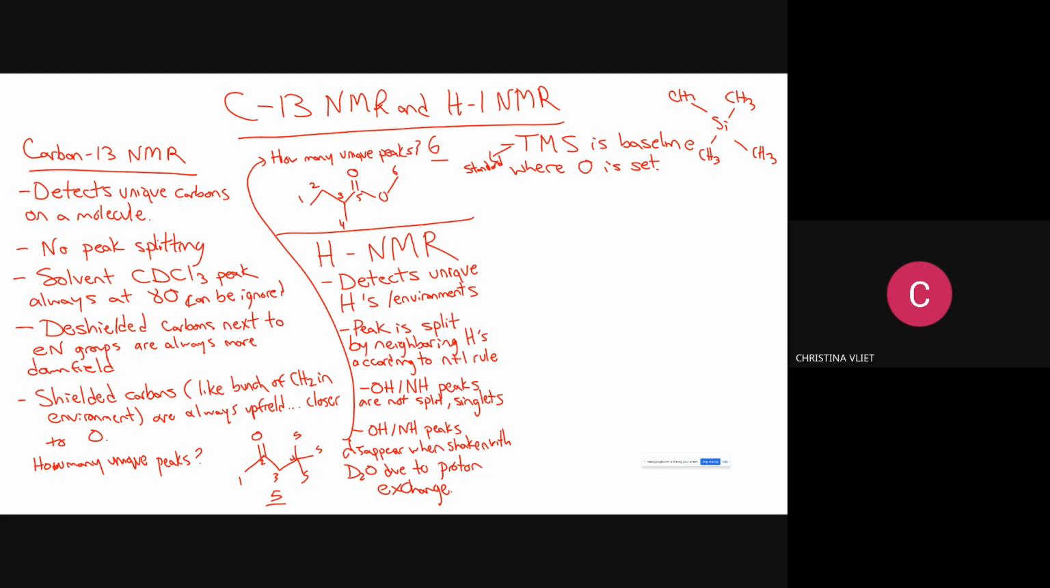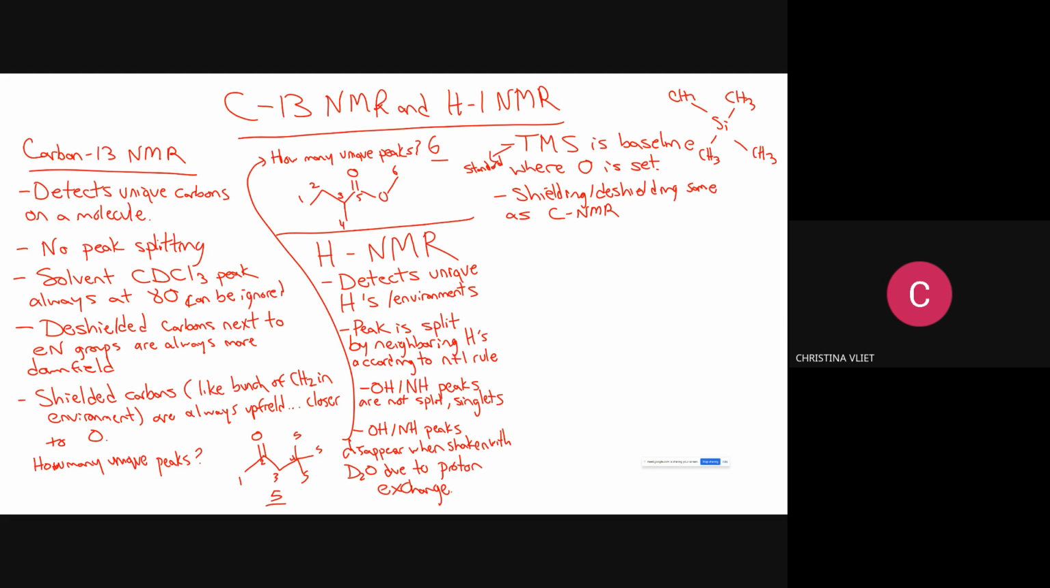Shielding and deshielding works the same way as carbon NMR. So shielding, I don't want to write it again because I have other stuff to write. Deshielding, same as carbon NMR, meaning the more deshielded it is, the more downfield it's going to be. The more shielded it is, the more upfield closer to 0 it's going to be.